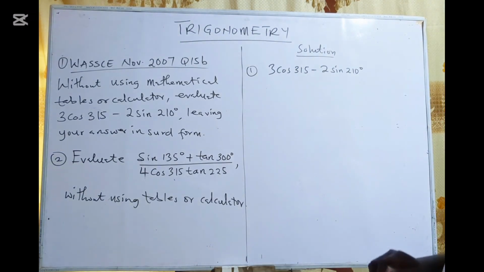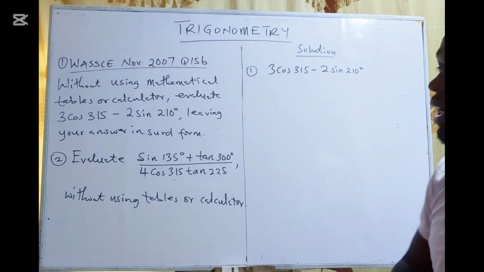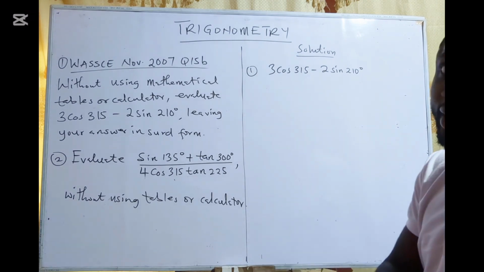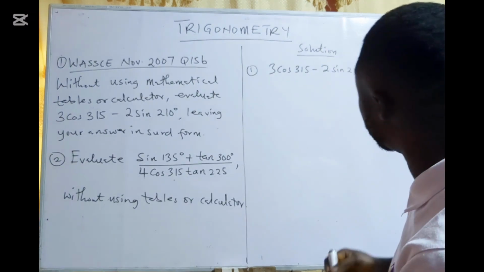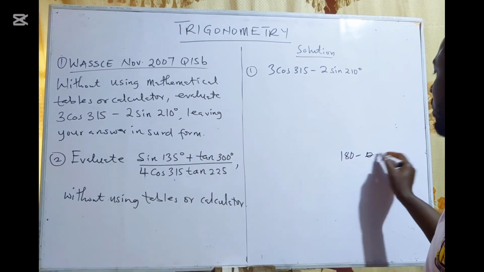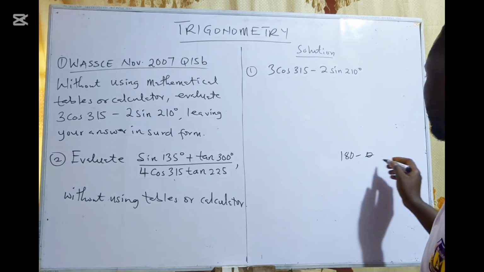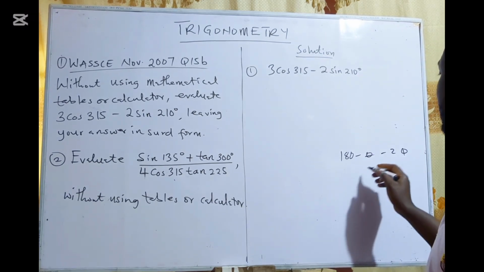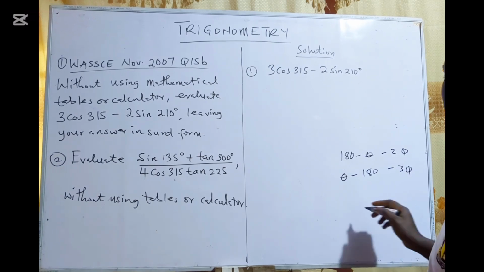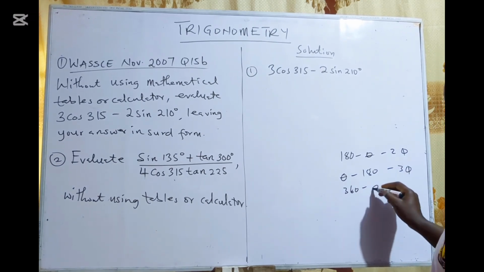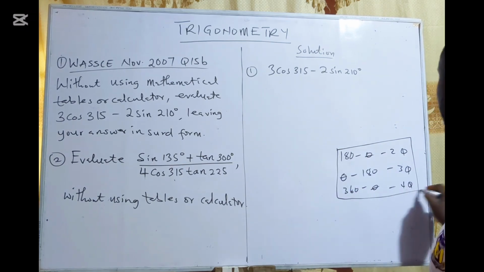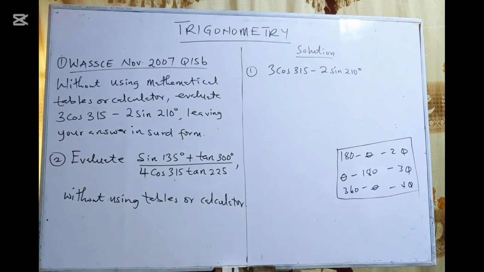What you should know is that when you are given an angle in other quadrants, other than the first quadrant, and you are supposed to evaluate: if it's the first quadrant, you write the angle as it is. If it's in the second quadrant, it is 180 minus the angle given. If it is in the third quadrant, that is the angle minus 180. And if it's in the fourth quadrant, that is 360 minus the given angle. You should take note of this, and it will guide us to solve this particular question.